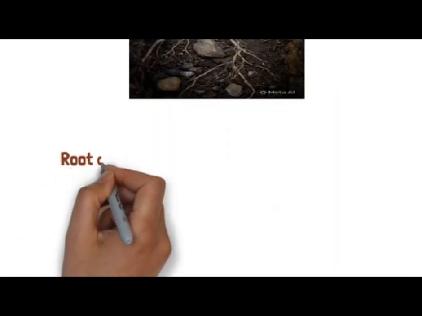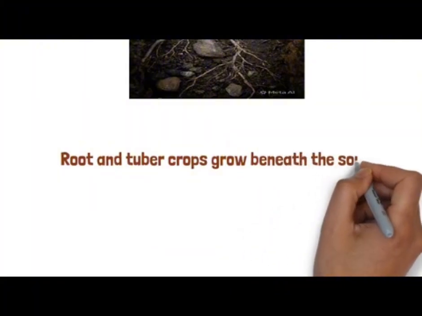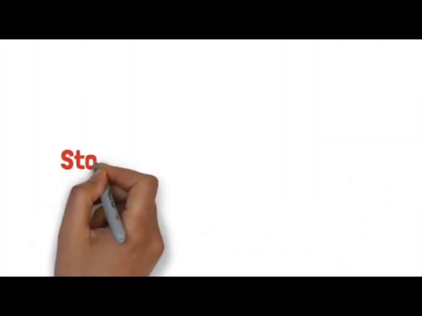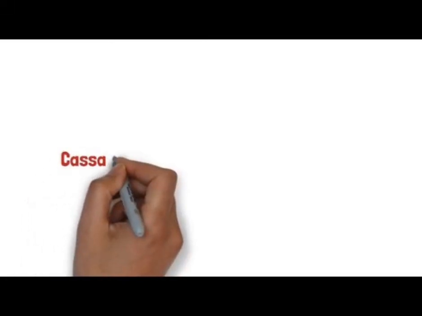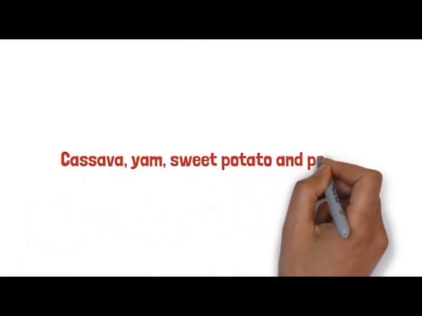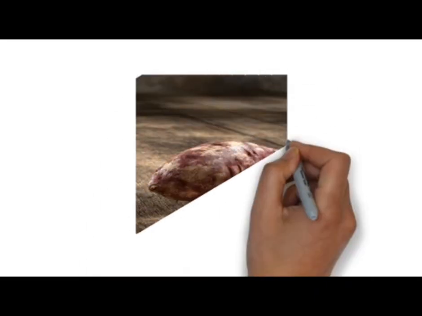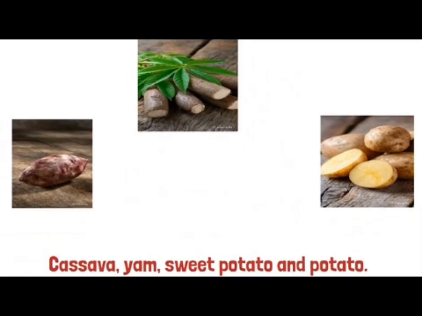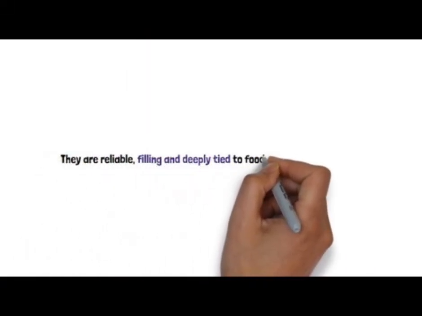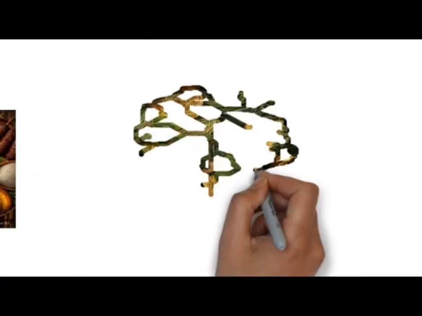Root and tuber crops grow beneath the soil, storing energy underground. Cassava, yam, sweet potato, and potato fall into this group. They are reliable, filling, and deeply tied to food culture across Africa.